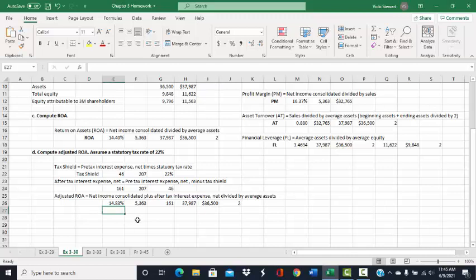So we see that our adjusted return on assets is 14.83%, which is higher than just our regular return on assets. And that is the conclusion of the demonstration for exercise 330.